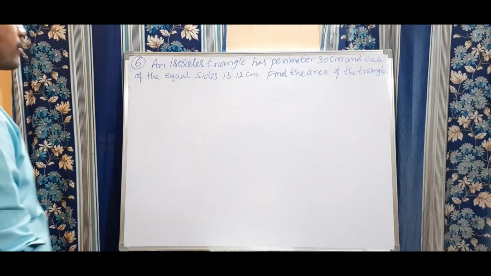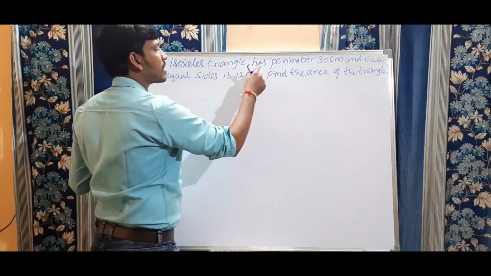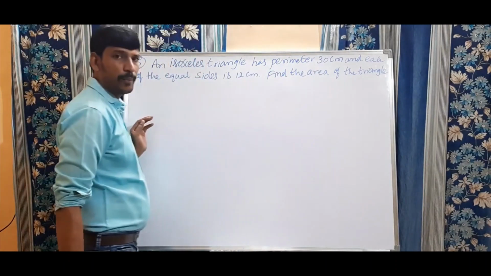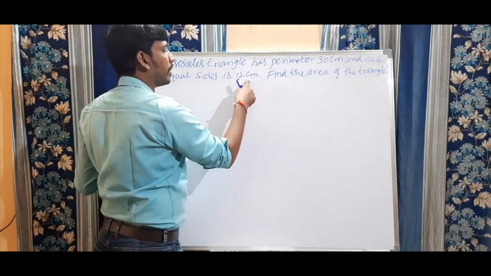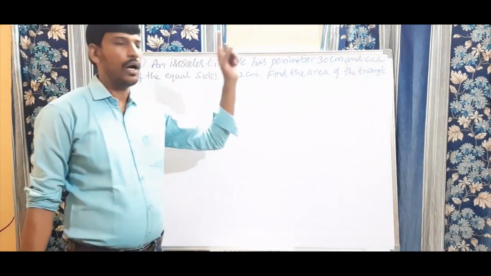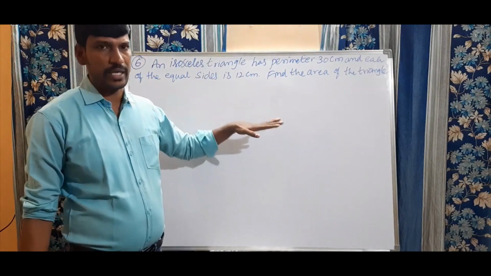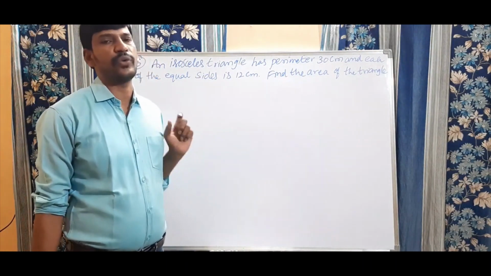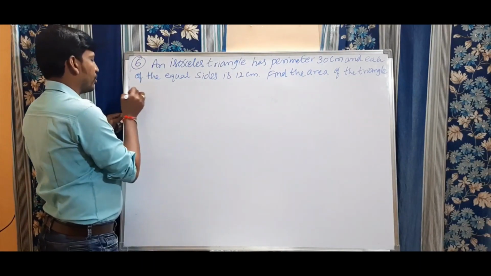Now let us discuss question number 6. An isosceles triangle has a perimeter of 30 centimeters and each of the equal sides is 12 centimeters. Find the area of the triangle. Here they have given two sides and the perimeter of the triangle, so we need to find out the third side. Then apply Heron's formula and you will get the solution. Clear, my dears?